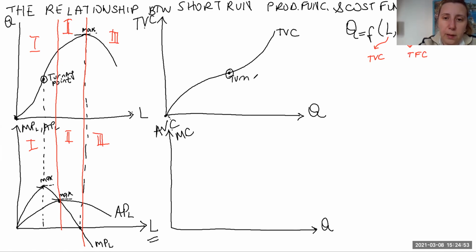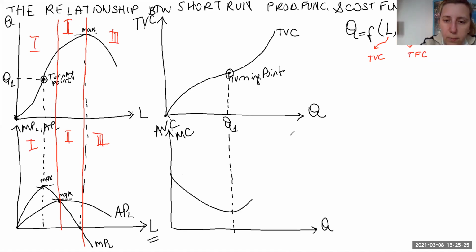The location of the turning points are just similar, which means that the turning point of the production function here, suppose that at Q1, so this turning point is also at Q1. And please remember that turning point is also the minimum point of the marginal cost. And it is the maximum point of the marginal product of labor.